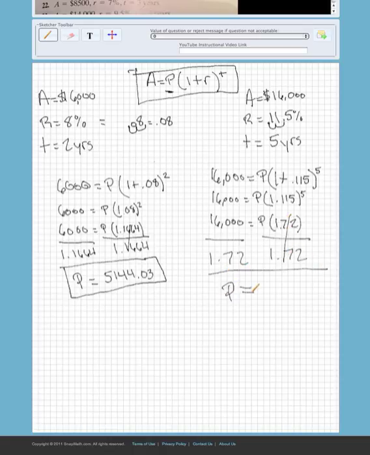You get P equals, hold on one sec, 16,000 divided by 1.72. 9,302.33. Okay, so again, what that's saying is if you invest $9,302 in 5 years at 11.5%, you'll end up having $16,000. So in 5 years, you almost double your money.